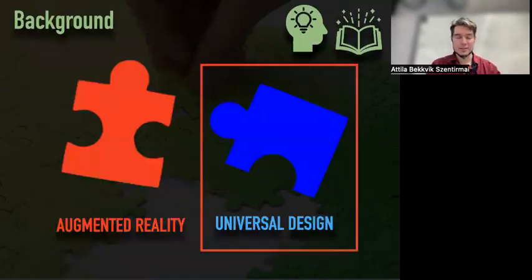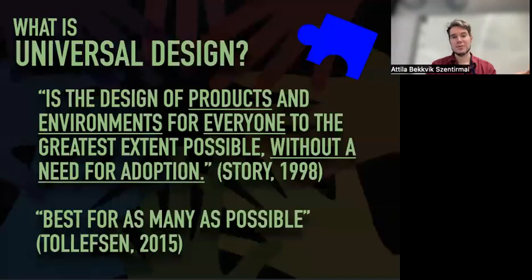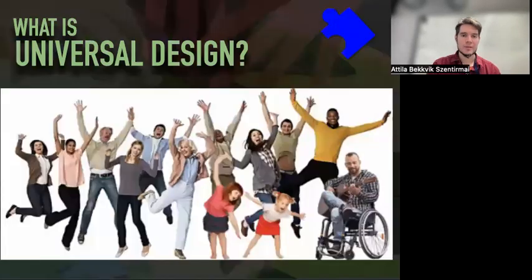Well, with universal design. We believe the missing puzzle piece, which can complement augmented reality, mainstream adoption, and digital inclusion, is universal design. Universal design is the design of products and environments for everyone to the greatest extent possible without a need for adaptation. Or, as a definition we use in the classroom, we say best for as many as possible. We have this mantra, which sounds awesome in Norwegian, best mulig for flest mulig. And this is our mindset when we start to design and develop applications for a highly diverse user base.